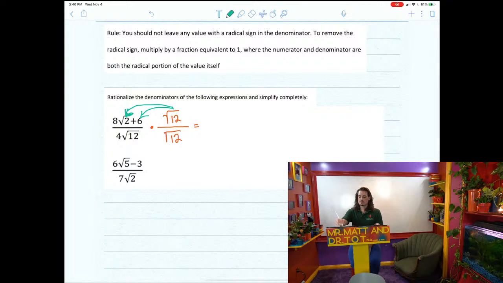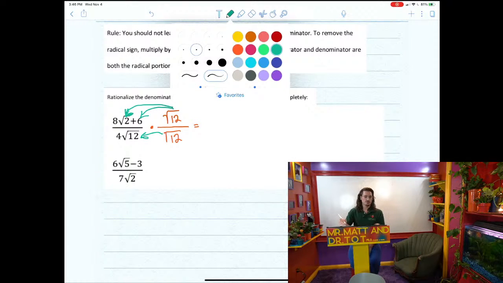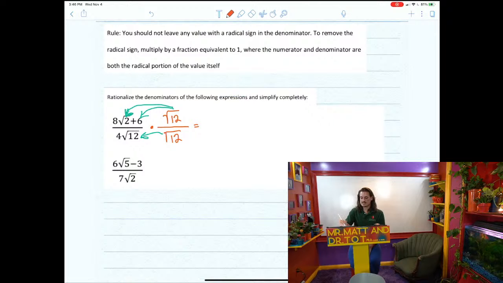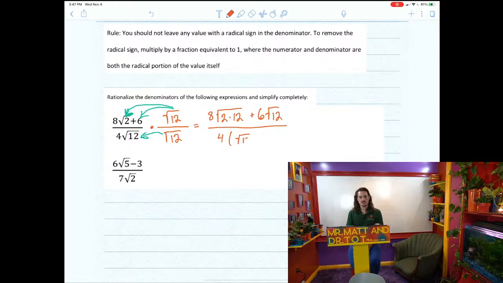So we're going to have 8 root 2 times root 12. Remember, just radicand times radicand, so that's going to turn into 8 times the square root of 2 times 12, plus 6 root 12, because the root 12 and the 6 can't multiply into each other if they're not the same type of value. 6 is a coefficient, a real value. 12 is a radicand. Now, when we multiply root 12 times root 12, notice that that's the same thing as the square root of 12 squared. And that's the whole point here, because it cancels out the radical in the denominator.